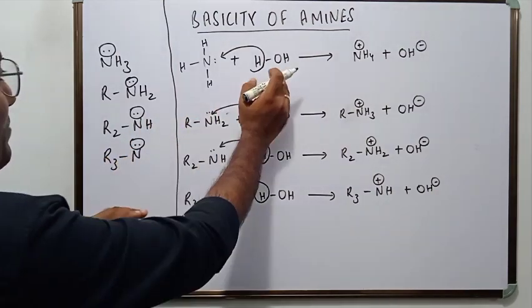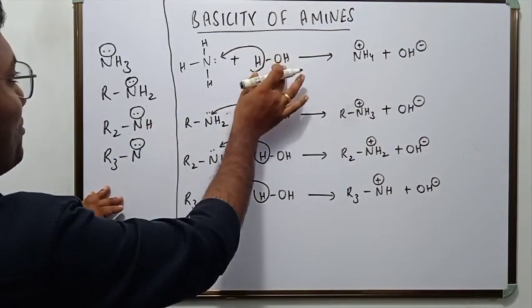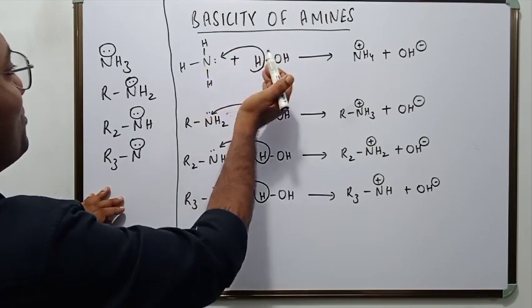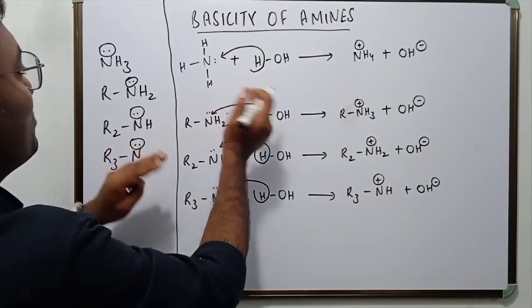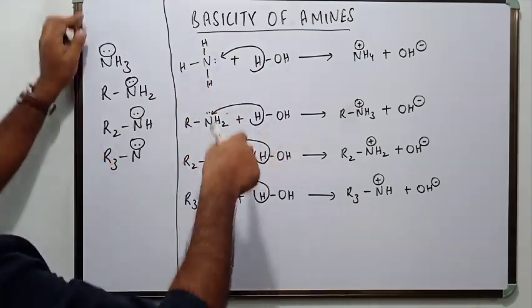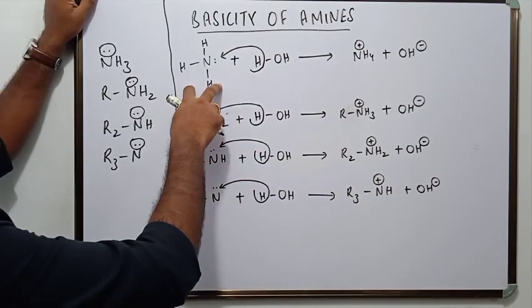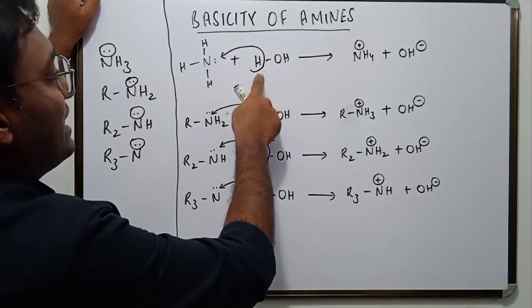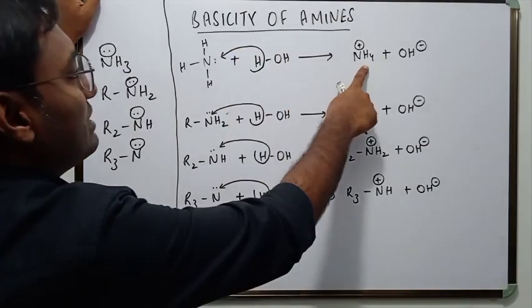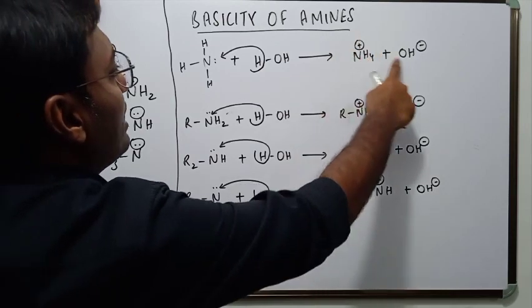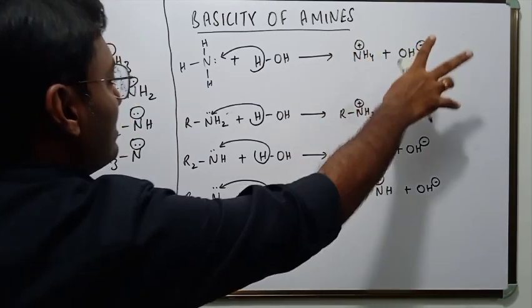You know the property of water. Water is an amphiprotic solvent. It acts as an acid when it encounters a base. So here the water should act as an acid if it is basic, right? So let us see what happens. I am dissolving ammonia in water. What happens? It acts as an acid. What is the net output? The product is ammonium ion and OH minus.